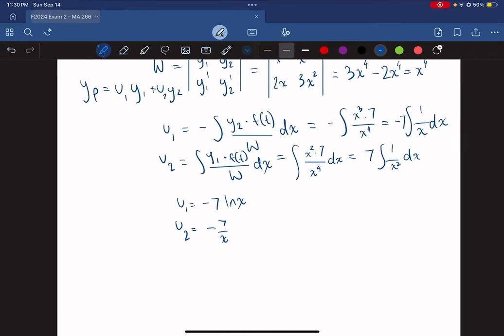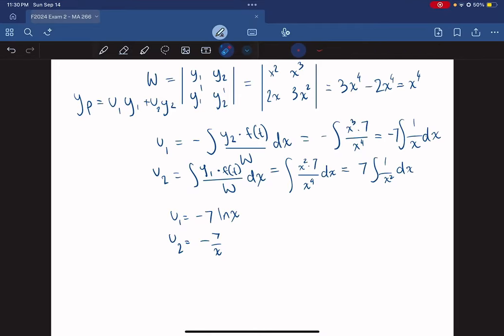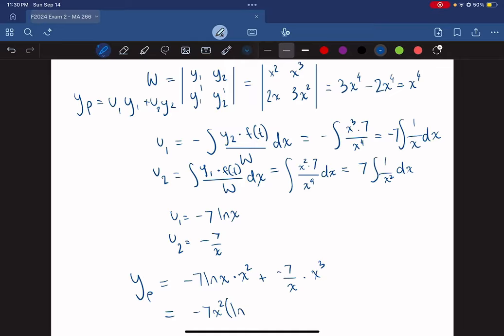So for now, we can build our yp based on that. So u1 times y1, our y1 is x squared, plus u2, which is negative 7 over x, times y2, which is x cubed. And now we can just simplify this with some canceling, and we can factor it, and we end up getting that, I believe. That should be the correct answer.